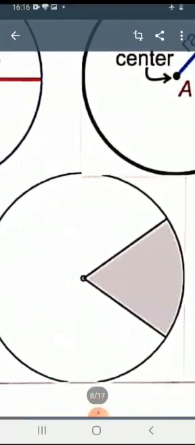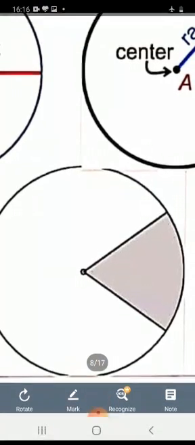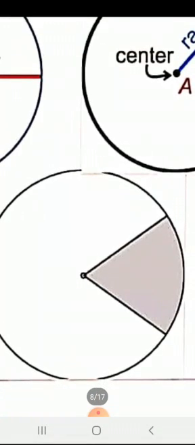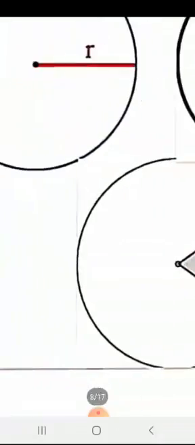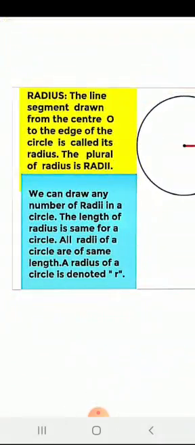If we take here, see, I have taken two line segments. Observe the line segments. One common point is the center, to another part of the circle, and from the center to another part of the circle. Here I am taking two radii. If we take more than one, then we say radii. The plural form of radius is radii.